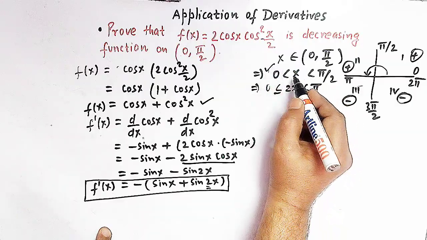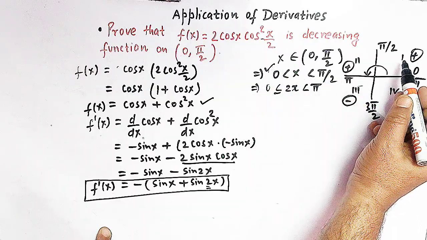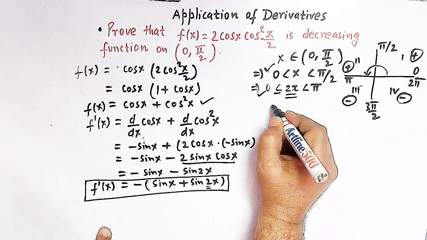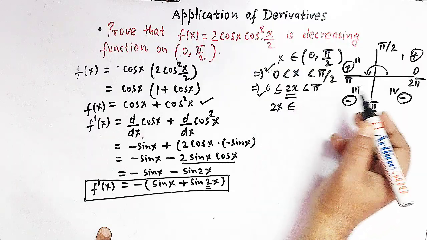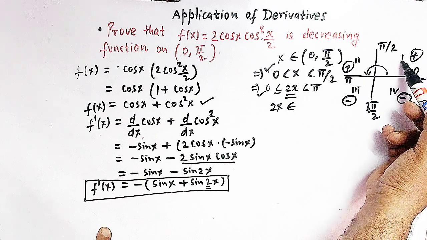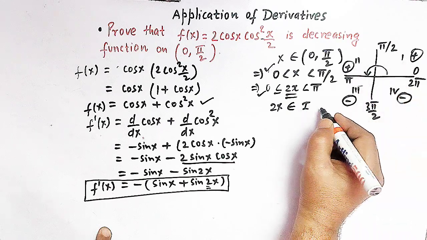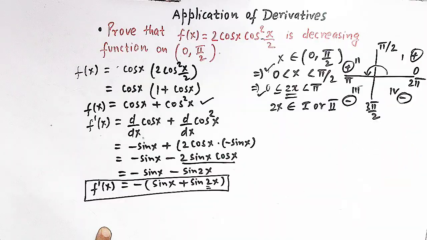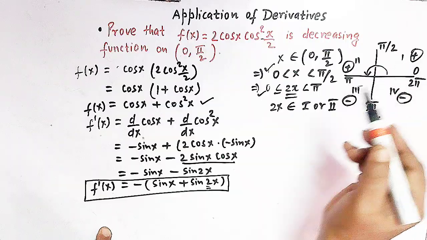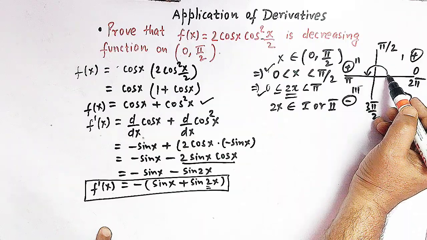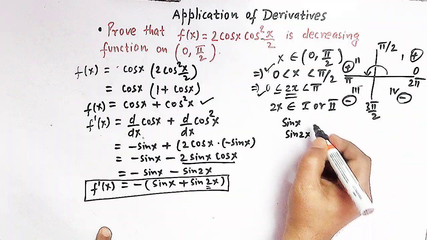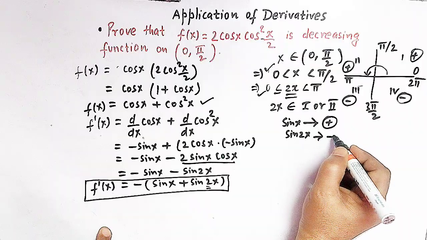And this inequality suggests that x belongs to the first quadrant, that is from 0 to pi by 2, and this inequality suggests that 2x belongs to the interval or the quadrant that is either first quadrant or second quadrant. So here we have first or second, right? So in both the cases, that is when x belongs to the first quadrant and 2x belongs to the interval 0 to pi, sine x and sine 2x both are going to be positive, right?